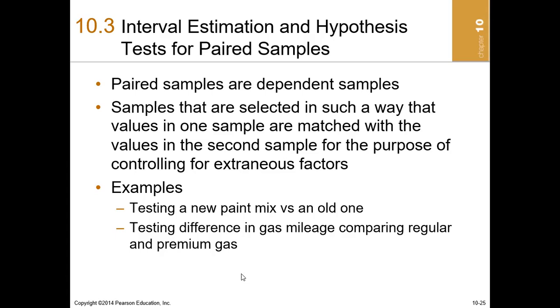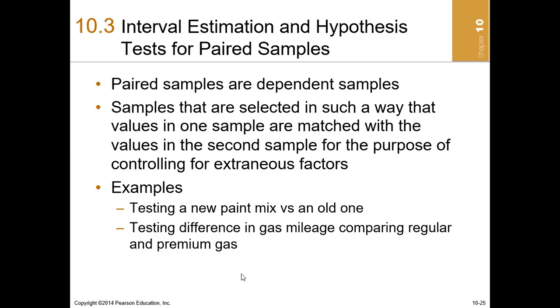But maybe we are testing for extraneous factors. Let me give an example. Testing a new paint mix versus an old paint mix. So for instance, let's say you want to look at the beauty of your room. It's the same room. But maybe you used a certain paint mix to paint it. You realize, no, it's not beautiful. Then you use another paint mix to test it. So it's the same room, but you are using two different paints to test the beauty.